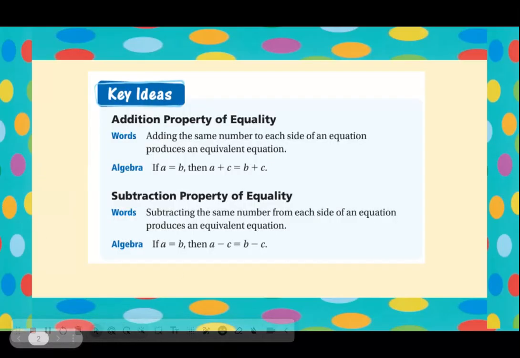So the addition property of equality just means when you add the same number to each side of the equation, it makes an equivalent equation. What you do to one side, you do to the other. Subtraction property of equality means when you subtract the same number from each side of an equation.